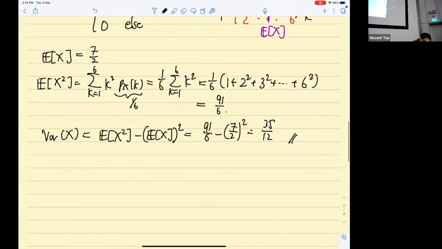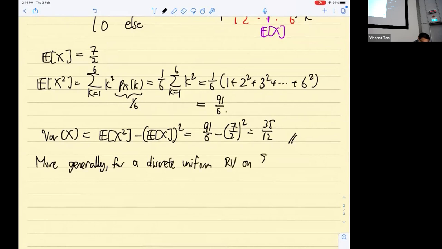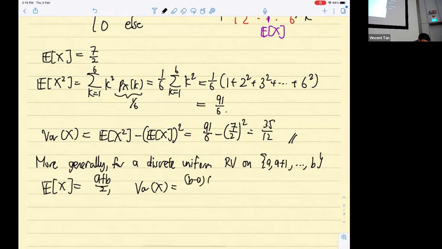But you can also go back and check that more generally, for a discrete uniform random variable, by the way, supported on A plus 1 all the way to B, all these are integers, all right? Actually, it doesn't have to be integers, but let's say they are integers. The expectation value is in the middle, (A plus B)/2. And the variance of X is equal to (B minus A plus 2)/12. Don't ask me why these numbers are as follows, but they are what they are, okay?